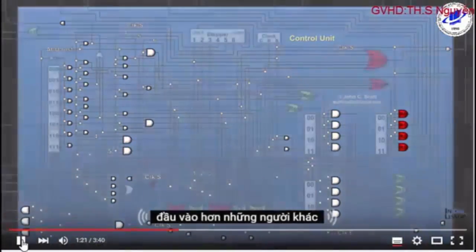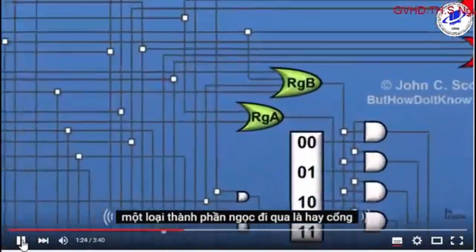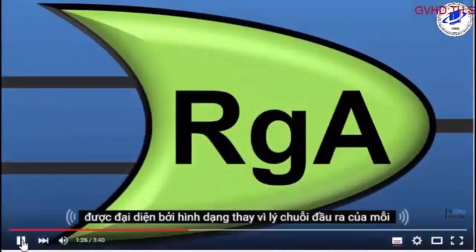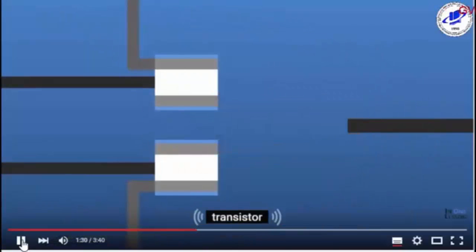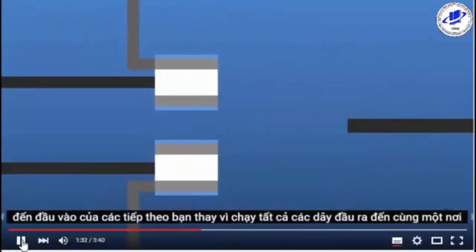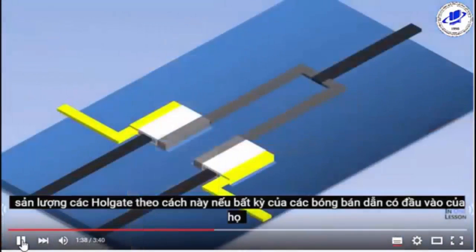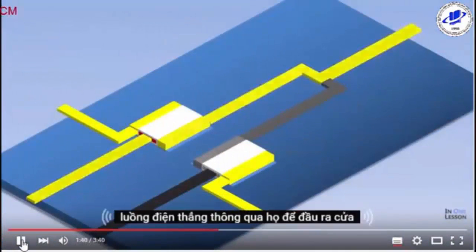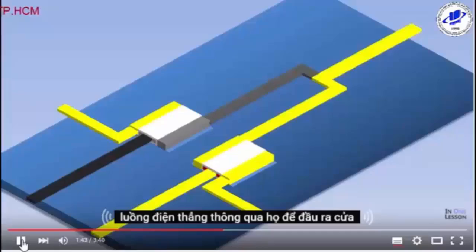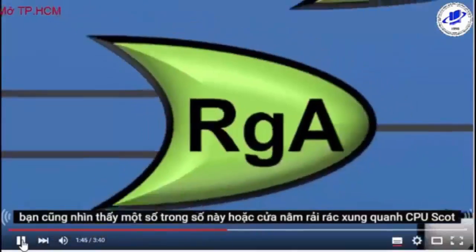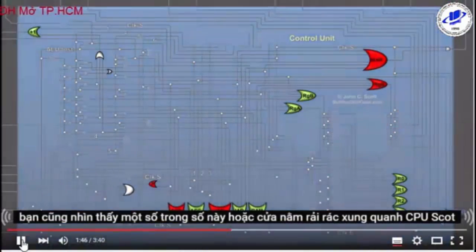Another type of component that you'll come across is the OR gate, which is represented by this shape. Instead of chaining the output of each transistor to the input of the next, you instead run all the output wires to the same place, the output of the whole gate. In this way, if any of the transistors have their input wire on, then electricity flows straight through them to the gate's output. You'll also see a number of these OR gates scattered around the Scott CPU.